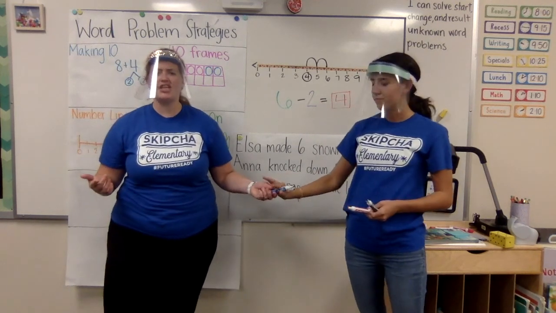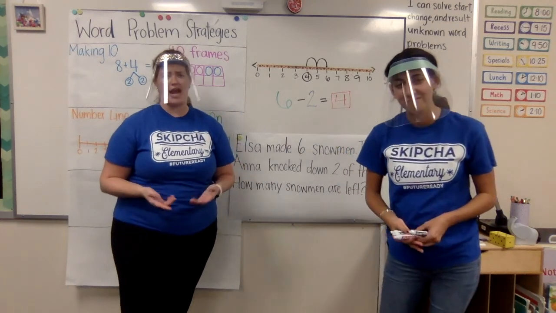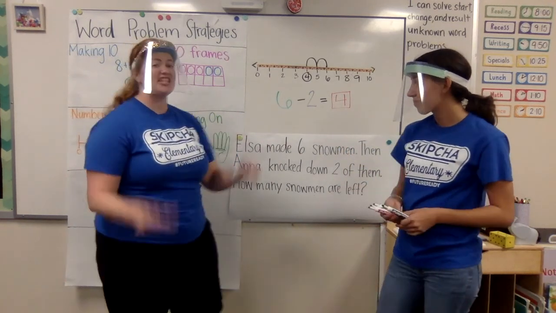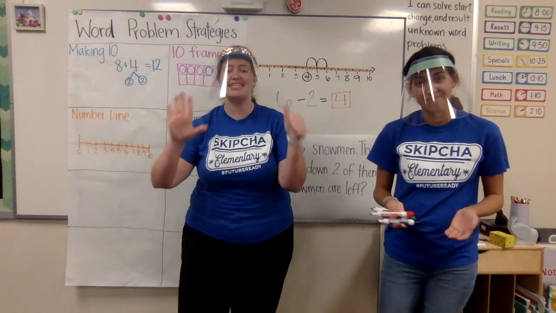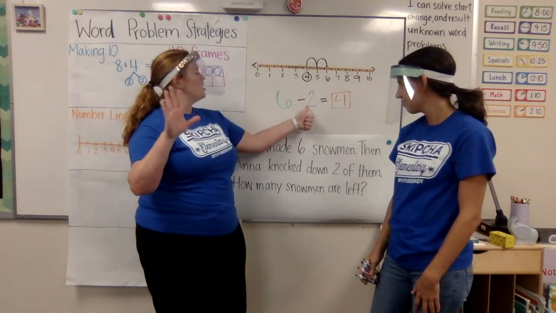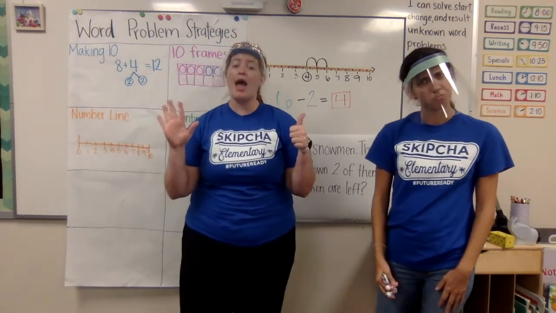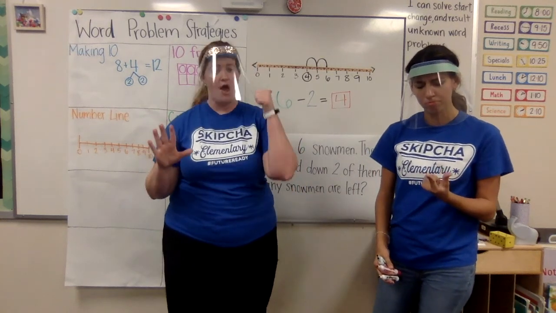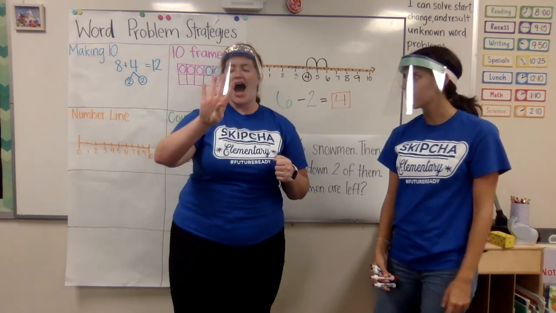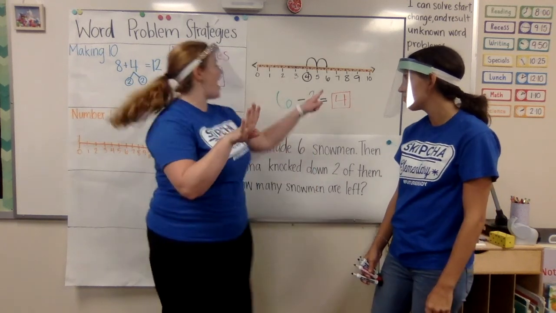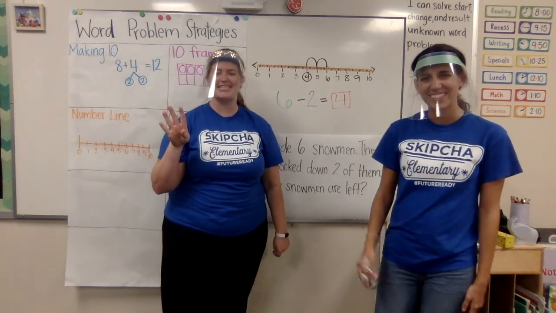Well, let me see if I can do this using my counting on strategy. Let's see, she started with 6 snowmen. So here are my 6 fingers. Then Anna knocked down 2 of them. So I'm going to take 2 fingers away. 1, 2. I have 4 fingers left, and that's the same answer as Miss Lestico.